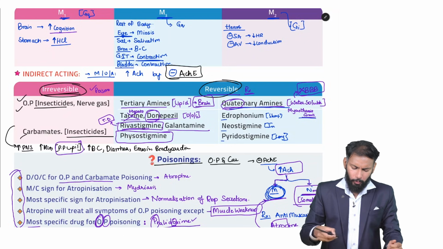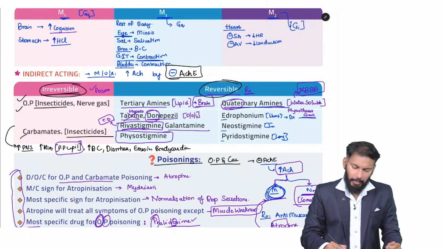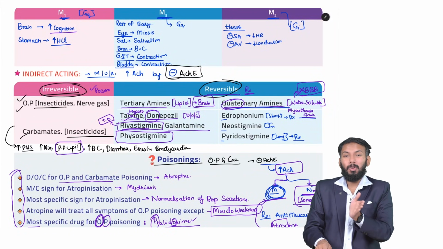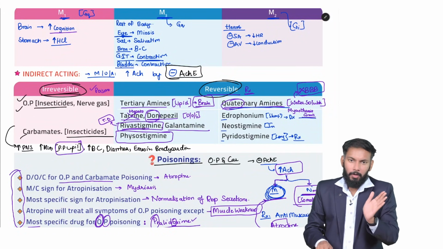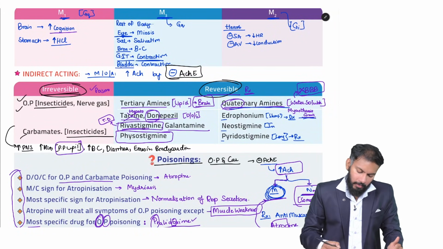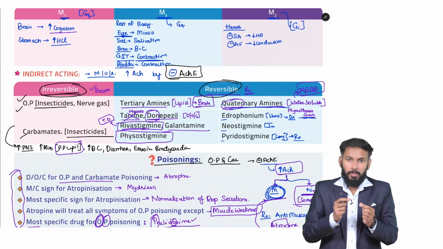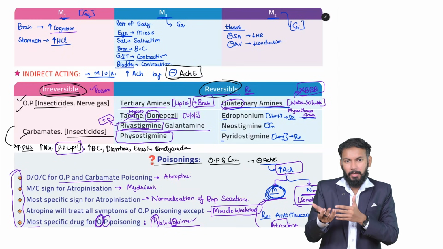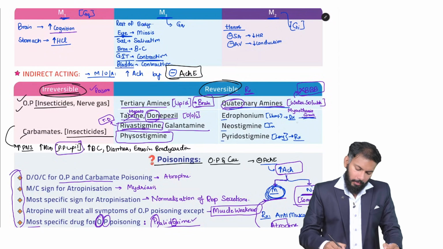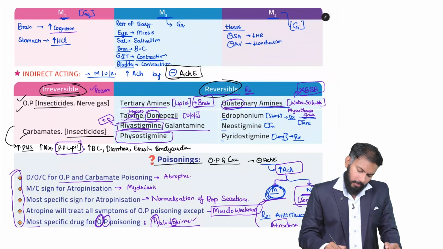Now, I have already told you, short-acting means it can be used in diagnosis. Long-acting means it can be used in treatment. So, in treatment of myasthenia gravis, pyridostigmine. Diagnosis of myasthenia gravis, edrophonium. Now, the test that is used for diagnosis of myasthenia gravis using the edrophonium is also known as tensilon test.